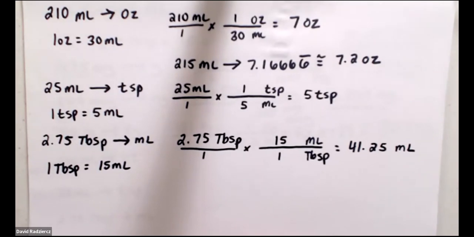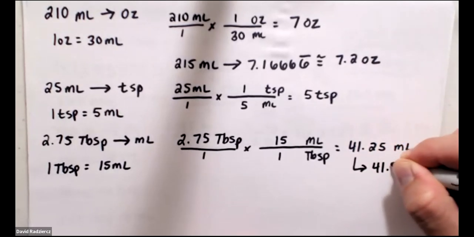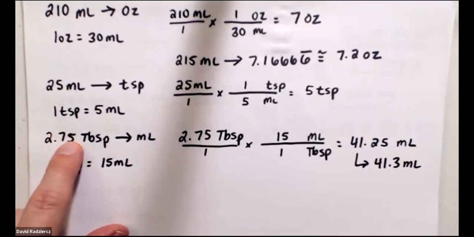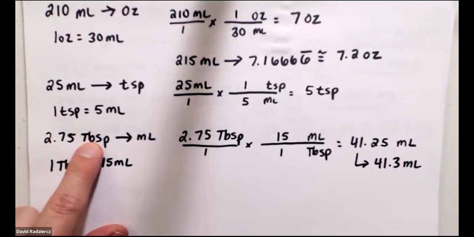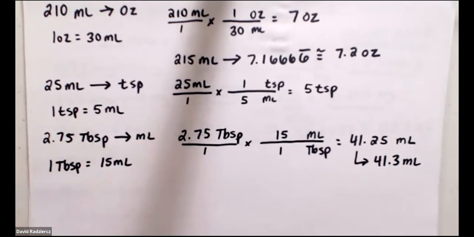Now you might want to leave that alone because you're thinking, well, that looks like a good number. It stops, but we're actually going to round that number to 41.3. Why? Because we're going from the household units or the imperial units to the metric system. When we switch systems, if it's a number greater than 1, round to the nearest 10th. If it's a number less than 1, round to the nearest 100th.